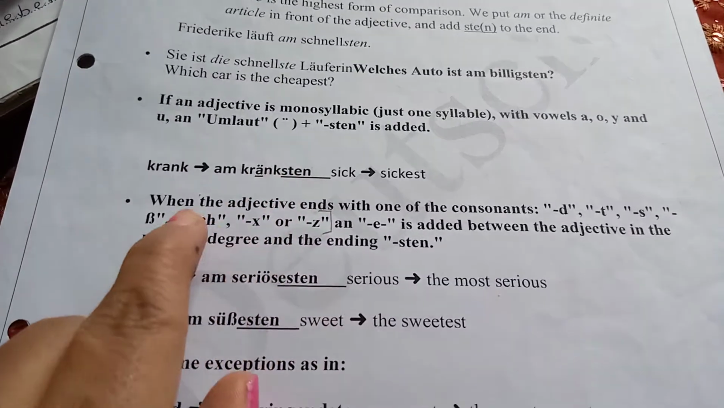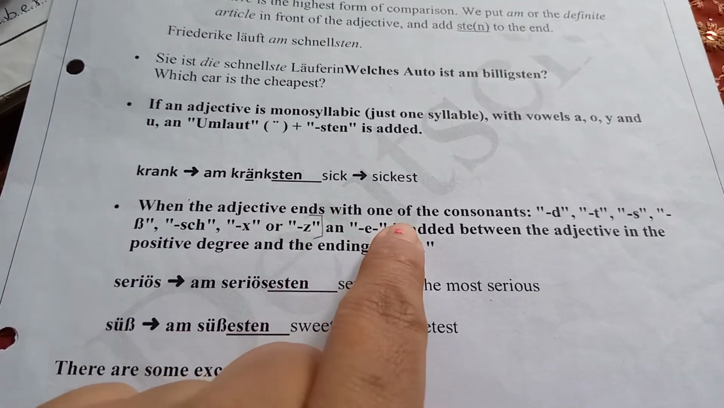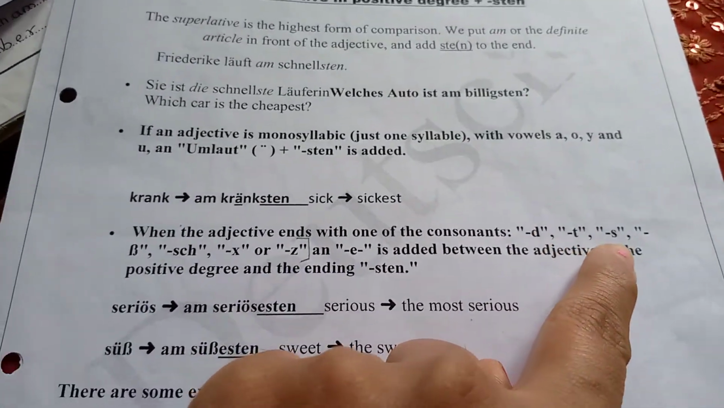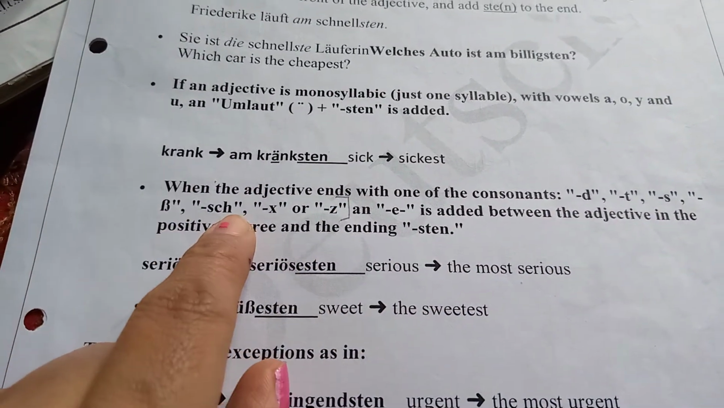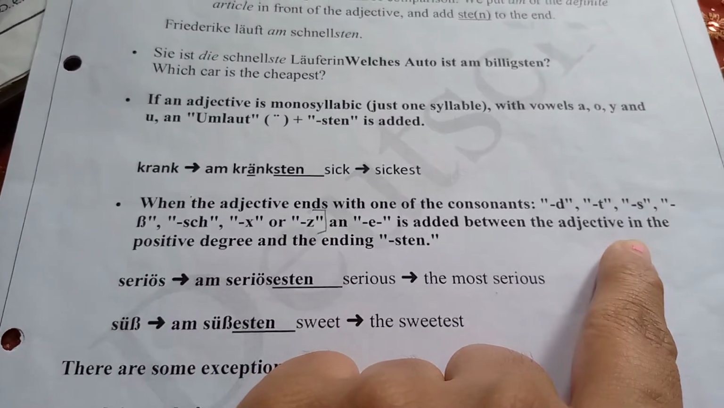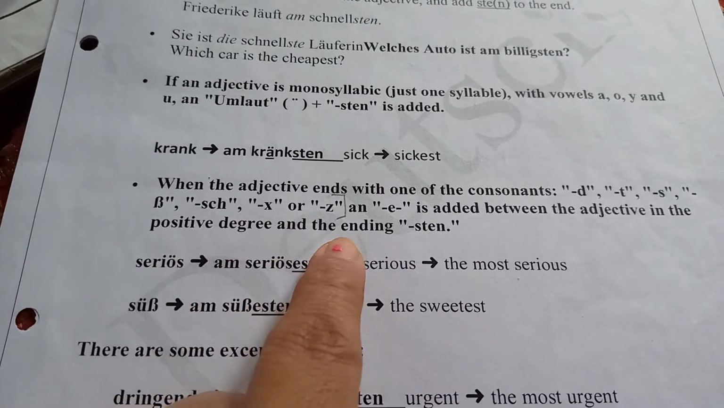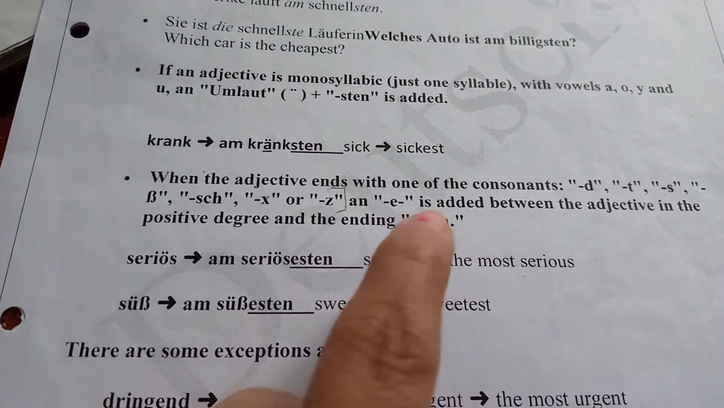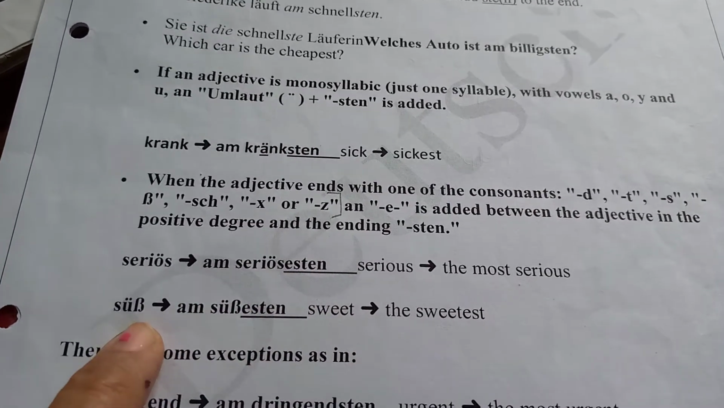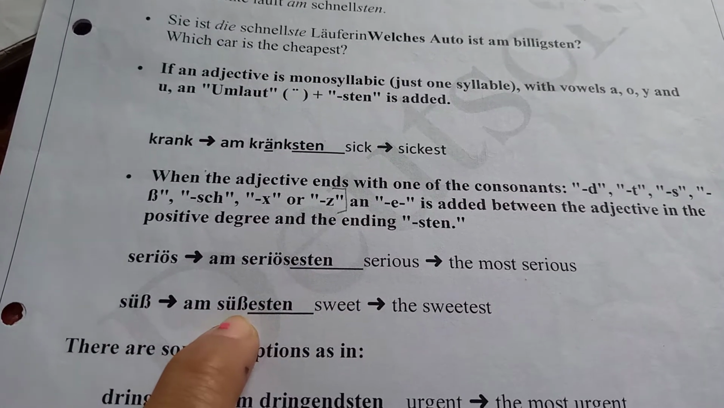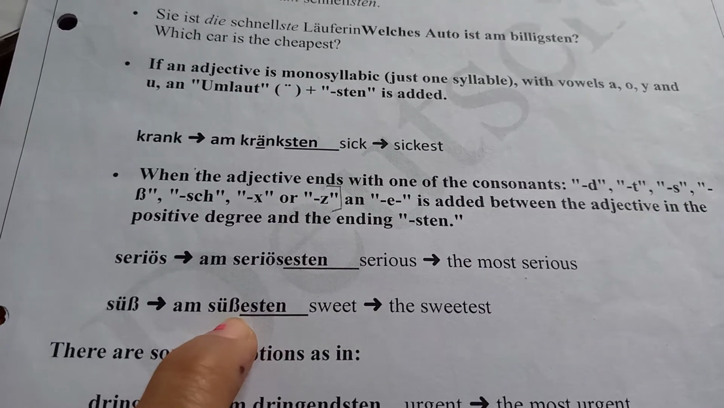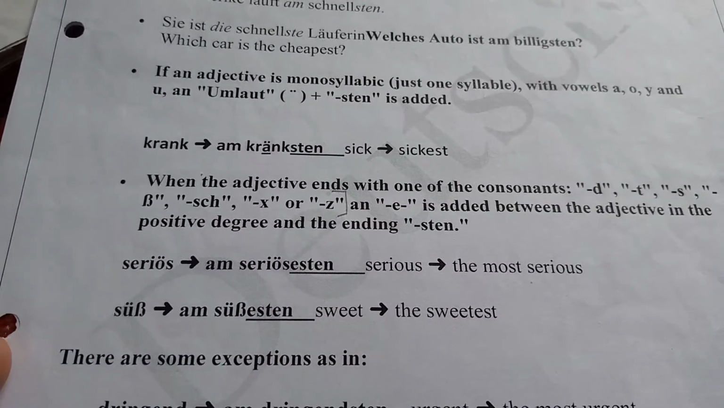Okay. When the adjective ends with one of the consonants d, t, s, ß, sch, x, or z, an e is added between the adjective in the positive degree and the ending sten. Serious becomes am seriösesten. Schön becomes am schönsten. This is already double s, so you can't add triple s immediately after that. We are adding one more e.